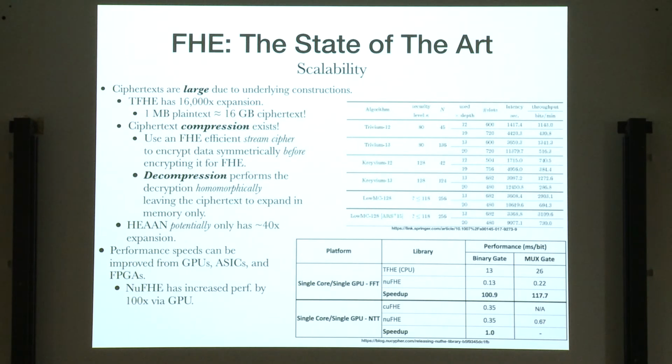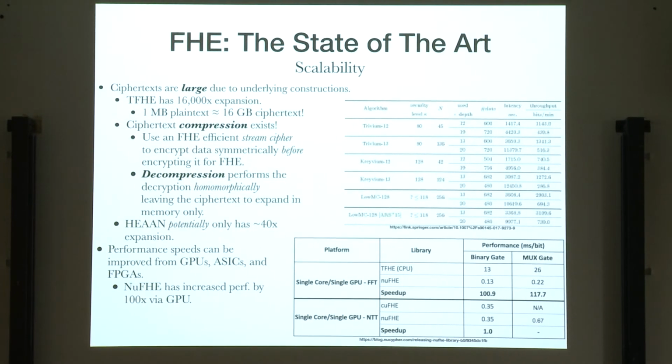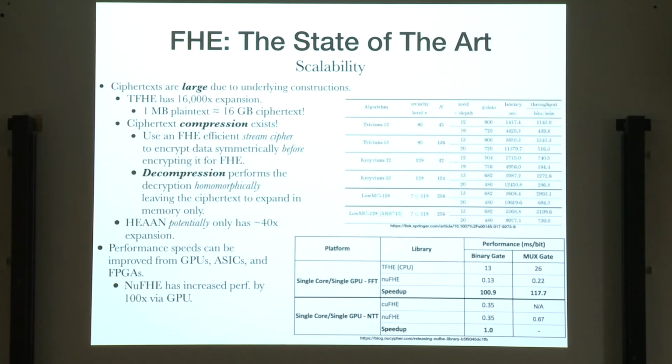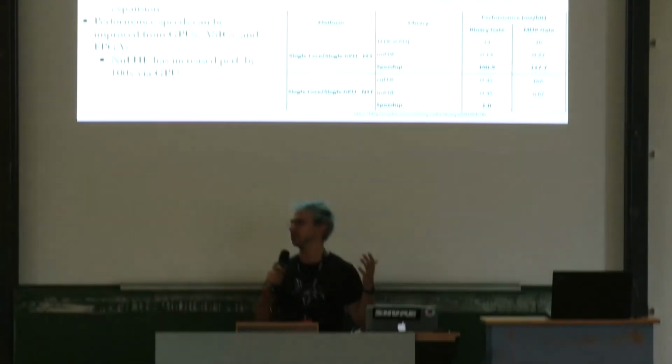Performance speeds can be improved through GPUs, ASICs, and FPGAs. We have our library called NewFHE, which has increased performance by 100 times. So we have our speedup here, 100.9 for NewFHE over TFHE for binary gates, as well as the much larger speedup for mux gates, which are like ternary gates. I actually believe that NewFHE is the fastest FHE library in the world.